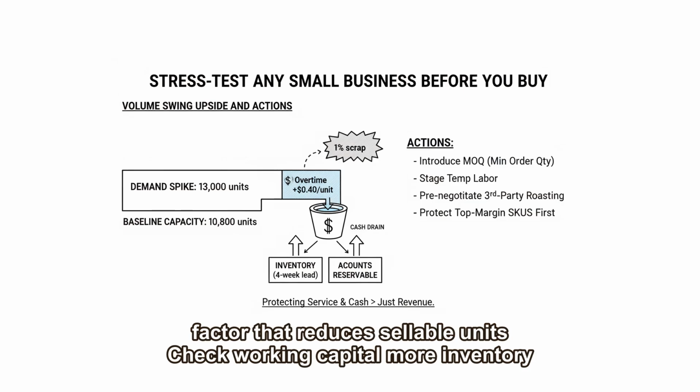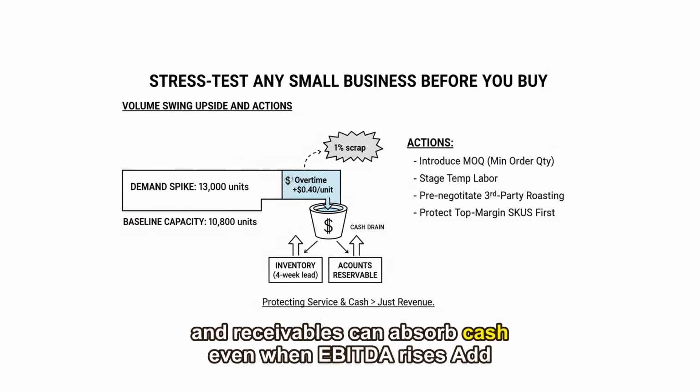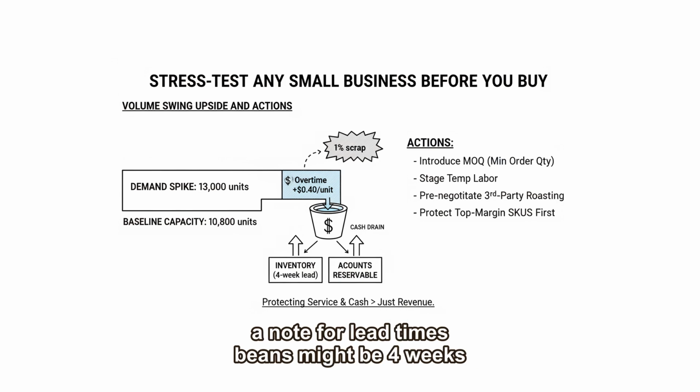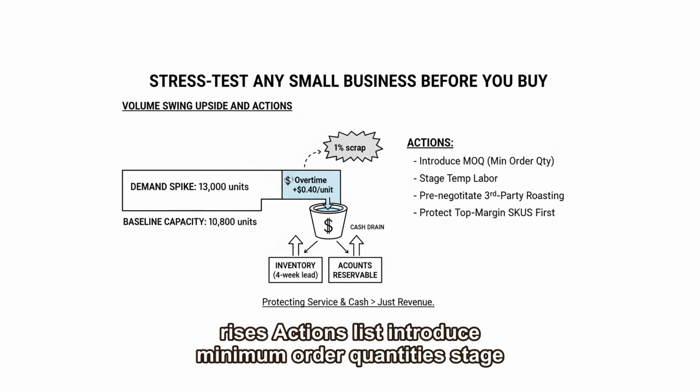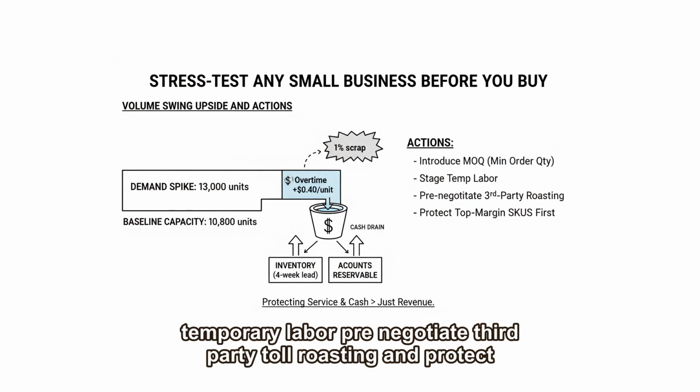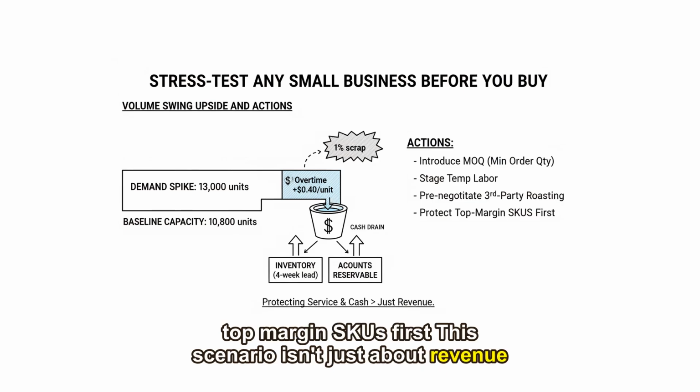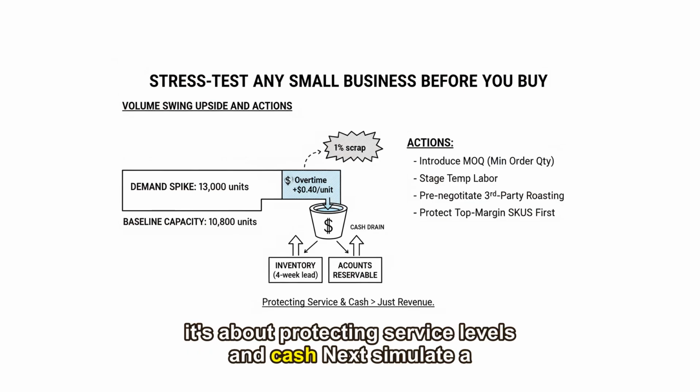Check working capital. More inventory and receivables can absorb cash, even when EBITDA rises. Add a note for lead times: beans might be 4 weeks, so rapid demand spikes cause stockouts unless safety stock rises. Actions list: introduce minimum order quantities, stage temporary labor, pre-negotiate third-party toll roasting, and protect top-margin SKUs first. The scenario isn't just about revenue, it's about protecting service levels and cash.